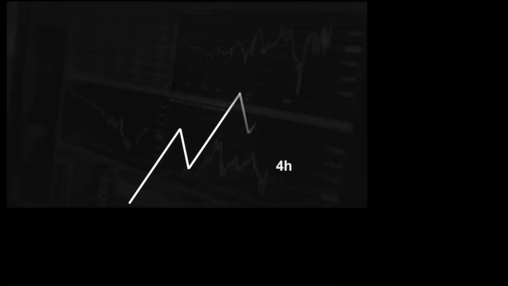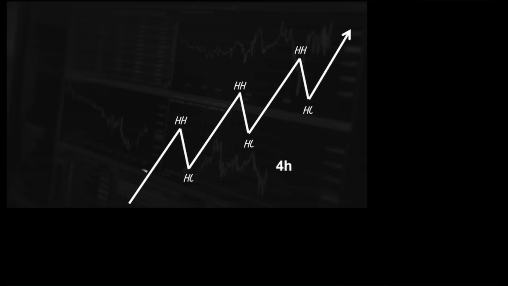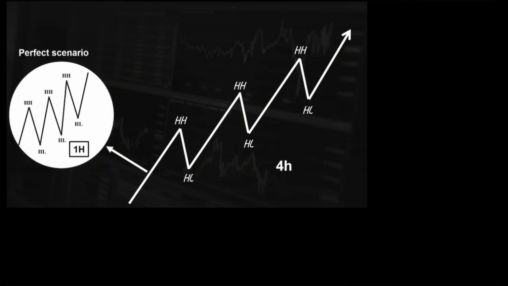Imagine we have an obvious uptrend on the 4-hour time frame with a series of impulsive and corrective moves. The market continuously makes new higher highs and respects the higher lows. If you zoom into the 1-hour time frame, you will notice that this 4-hour impulse wave consists of impulsive and corrective moves that respect the higher lows in the perfect scenario.